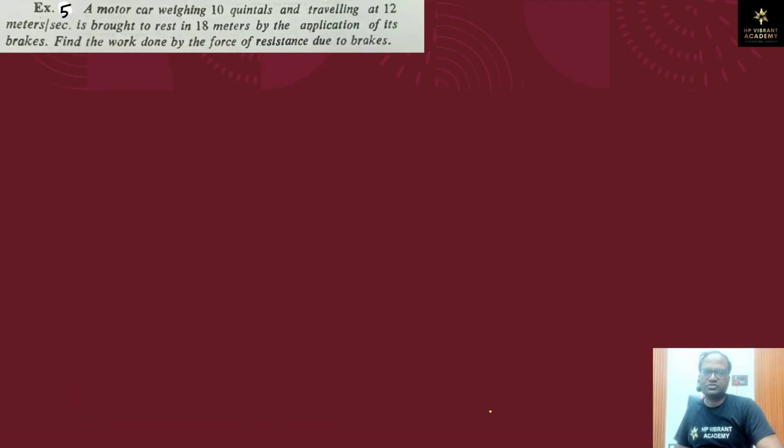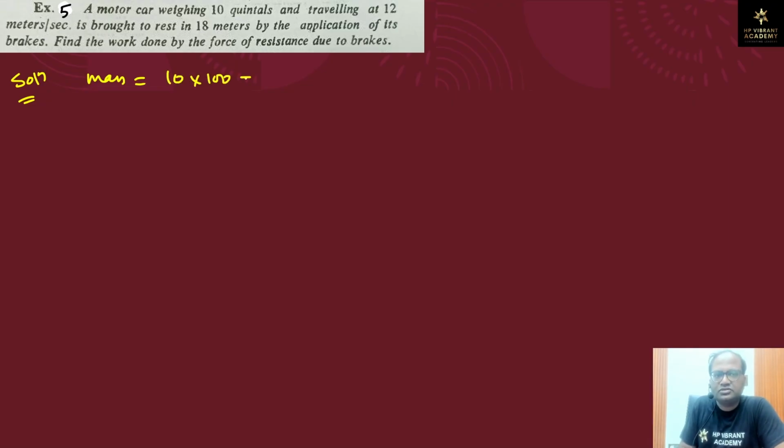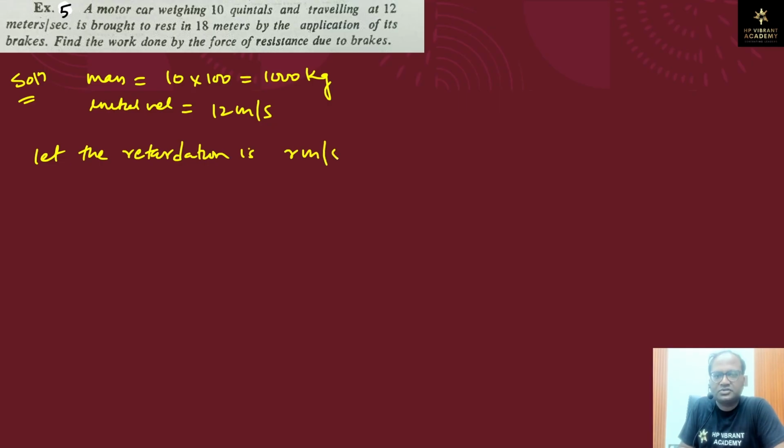Okay, so let us discuss question number 5. A motor car weighing 10 quintal. So the mass is equal to 10 into 1 quintal, which is 100 kg, so this is equal to 1000 kg, and traveling at 12 meter per second. So the initial velocity is 12 meter per second, and it is brought to rest in 18 meter by the application of brake. So obviously there will be some retardation. Let the retardation be r meter per second square.